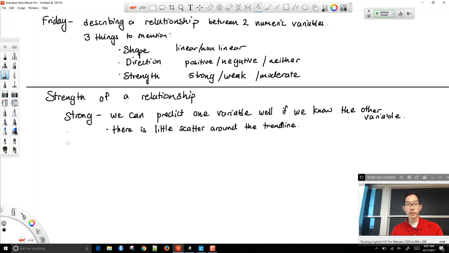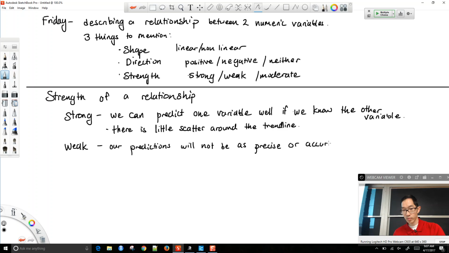On the other hand, a weak relationship means that while we can make predictions, they're not going to be as precise or accurate. Our predictions will not be as precise or accurate, or in other words, there is lots of scatter.